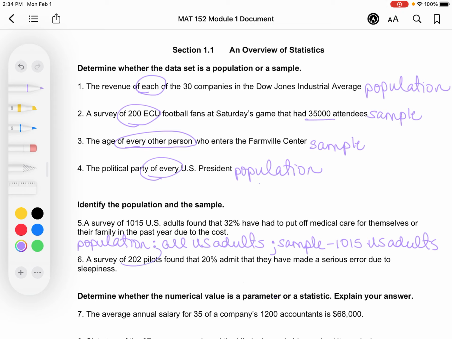Number 6, a survey of 202 pilots found that 20% admit that they have made a serious error due to sleepiness. So the population would be all pilots, and the sample would be the 202 pilots.